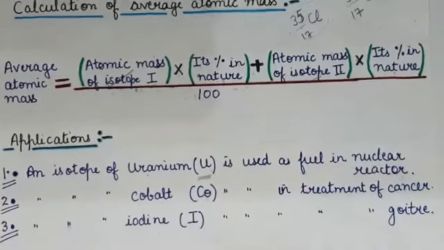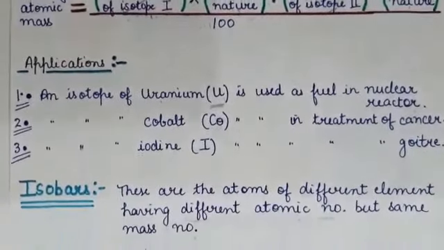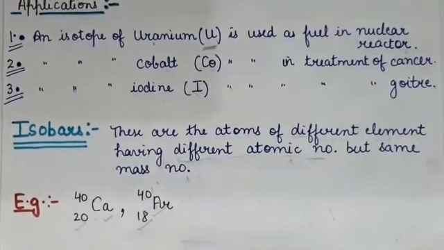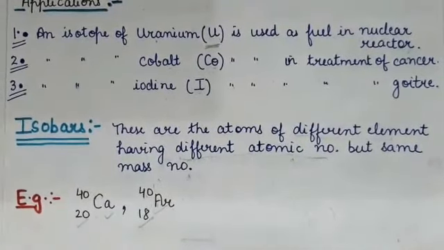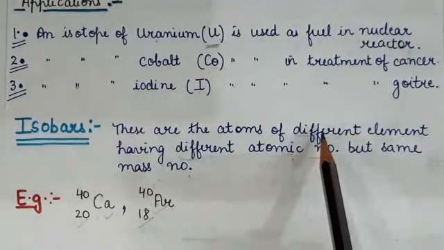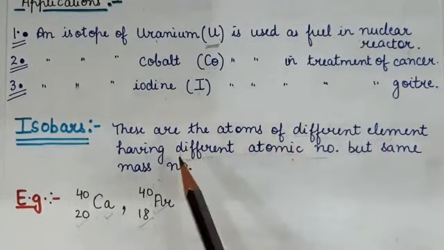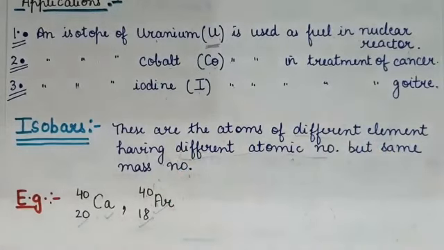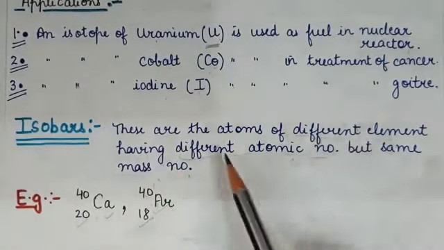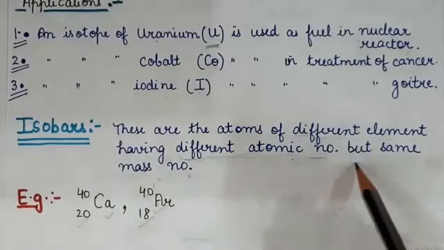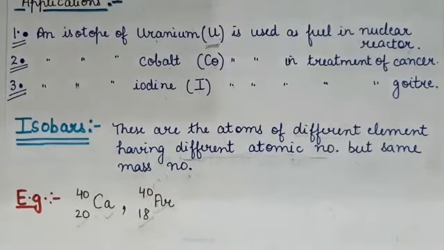Clear, students? Now moving ahead to our last topic of this chapter, that is isobars. So what are isobars? These are the atoms of different elements having different atomic number but the same mass number. Elements are different, so it is obvious the atomic number will also be different, but the mass number is the same. Take this example: calcium and argon.